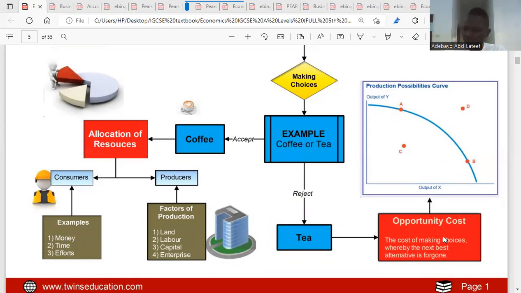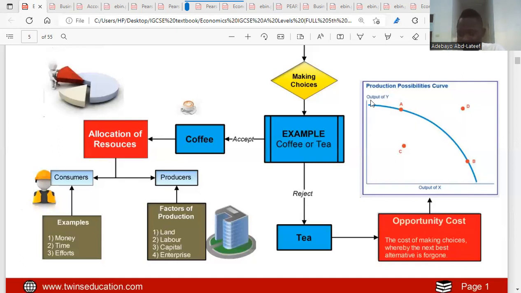Then we go back to the opportunity cost again, leading us to what we call the production possibility curve. The production possibility curve is a graph that shows the maximum output that a country or a company can produce at a given point in time. So let's look at this diagram here.